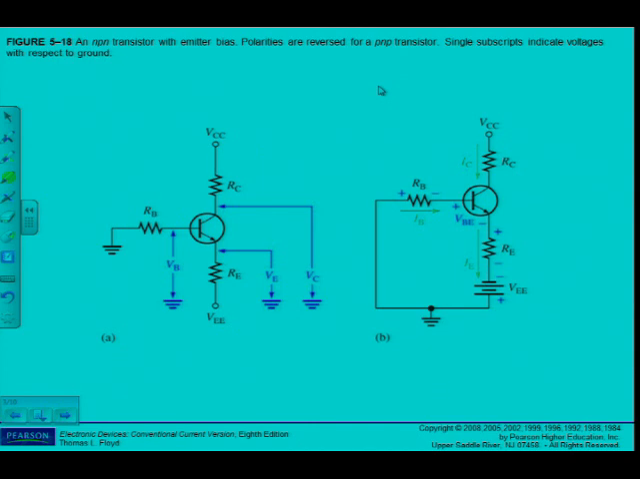We can see there on figure 5.18 that VE is equal to VEE plus IERE, and the base voltage with respect to ground, VB, is equal to VE plus VBE, and the collector voltage with respect to ground, VC, is still equal to VCC minus ICRC. Alright, but let's have a look at the example there, example 5.7 in your textbooks.